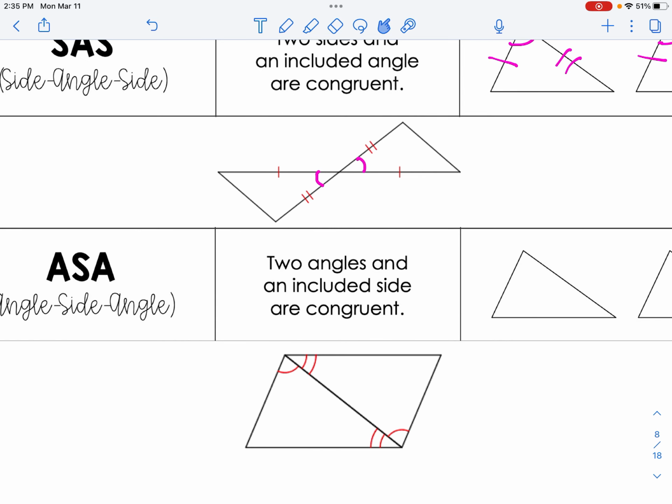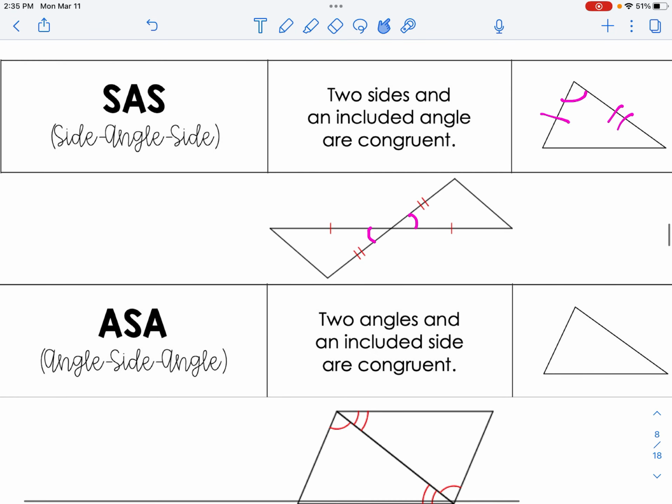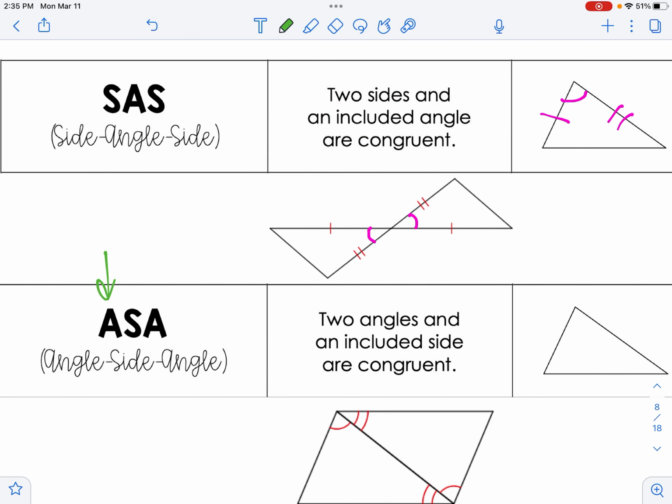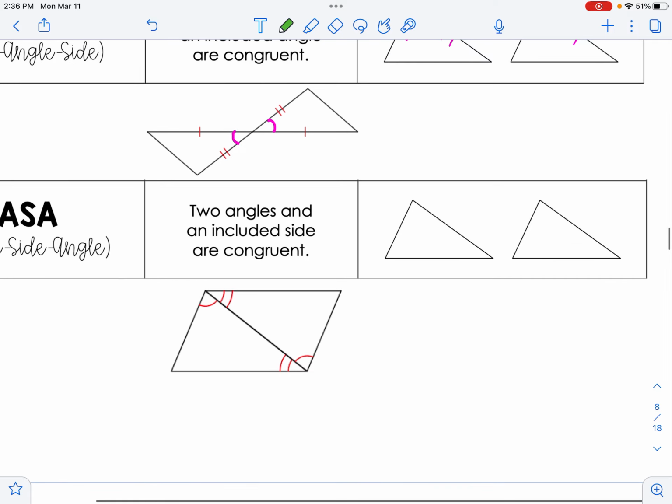The next one is angle, side, angle. So here you have two, let's switch this. There we go. Two angles. And this time we have an included side. So the side has to be in between the two angles. And it has to be in that order. Otherwise it doesn't work. So two angles and an included side.